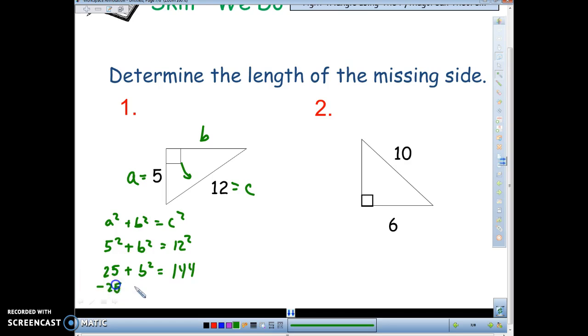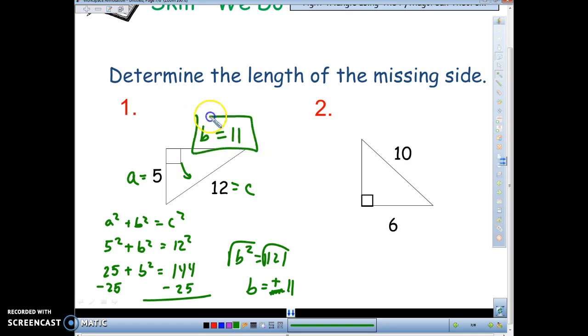I'm going to isolate b, so I'm going to subtract 25 from each side. And this gives me b squared is equal to 121. If I take the square root of both sides, I get b is equal to plus or minus 11. Since we're dealing with lengths, which cannot be negative, we're going to throw away the negative answer. So therefore, this side is 11. That's our answer.